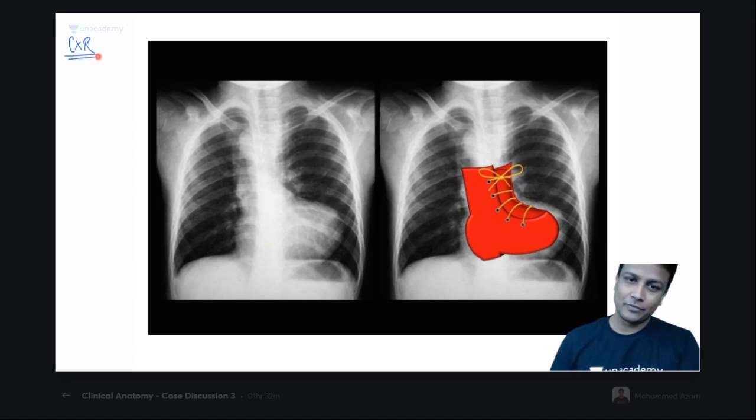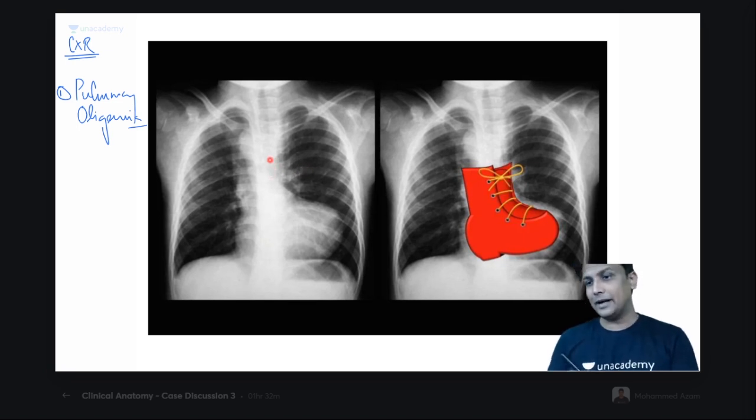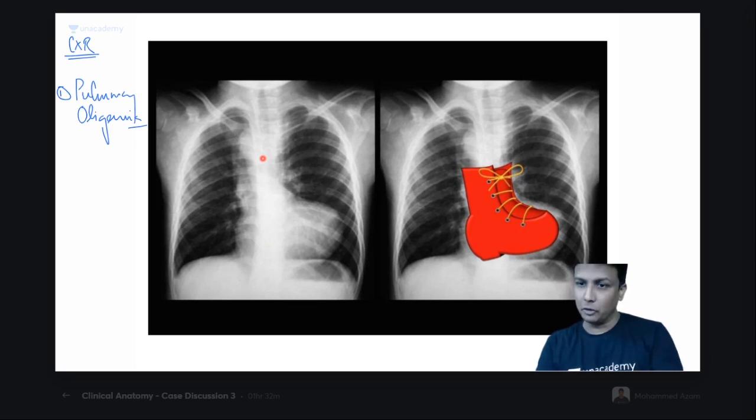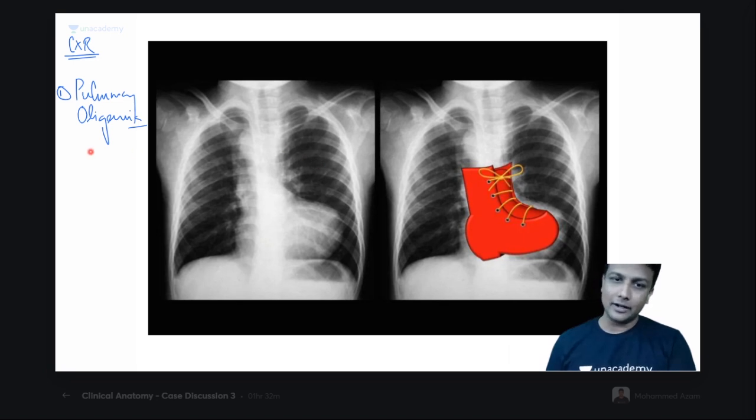Chest X-ray. Number one, on the chest X-ray, you are able to see the pulmonary oligemia. Sir, how come? You can clearly see there that because a lesser amount of blood is going to your lungs, they will appear more dark, more black. So you can appreciate that in the chest X-ray here right now. So the lungs are appearing more black. And apart from that, number two, the boot-shaped heart.